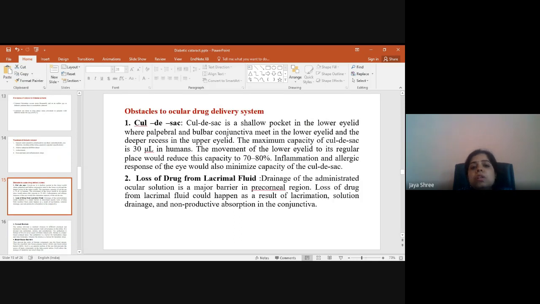But through the ocular delivery system, there are so many obstacles. The first barrier is the cul-de-sac. So what is the cul-de-sac? It is a shallow pocket in the lower eyelid where the palpebral and bulbar conjunctiva meet, and the maximum capacity of the cul-de-sac is only 30 microliters in humans. But the regular movement of the lower eyelid to its regular position reduces its capacity by 70 to 80%. And the inflammation and allergic responses of the eye also minimize the capacity of the cul-de-sac.